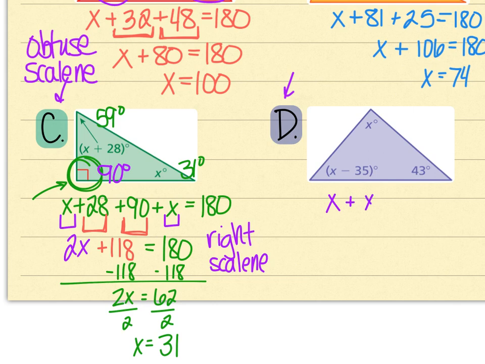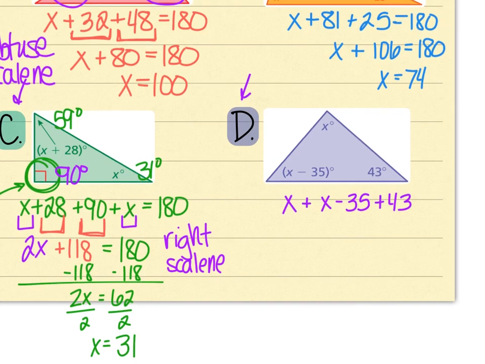X plus x minus 35 plus 43 is all going to add up to 180. I'm going to combine my like terms. 1x and 1x makes 2x. Negative 35 and 43. Now this is negative. This is a minus 35. So when I combine these, I have different signs, so I'm going to subtract. 43 minus 35 is 8. I have more positives than negatives, so it's positive 8. So I'm not just going to add 35 and 43 because it's negative 35. And that's going to equal 180.